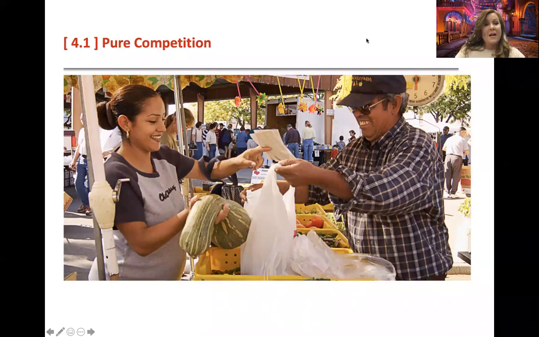Welcome to Economics 4.1. In this topic, we are going to talk about different types of competition in the market. We're going to talk about monopolies, oligopolies, monopolistic competition. There's several different types we're going to talk about. So in 4.1, we're going to talk about pure competition.